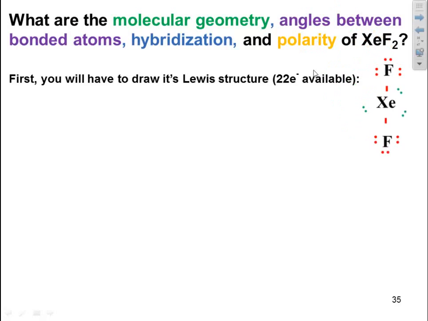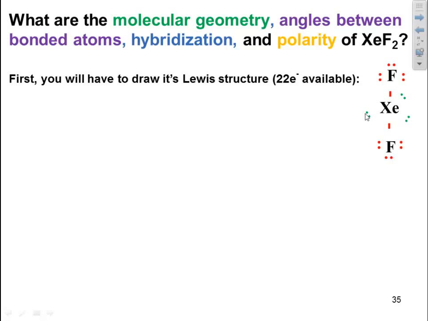If you do your Lewis dot structure following the rules we did in Chapter 9, you would complete your octets around the fluorines, which would give you 16. Subtract that from your 22, which means I got 6 left. So you would put that on your central atom, which means now you got 2, 4, 6, 8, 10 around it, but that's okay because this is one with those d orbitals that allows it to expand. So now I know my Lewis dot structure.